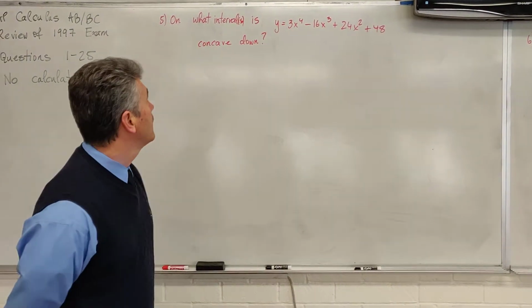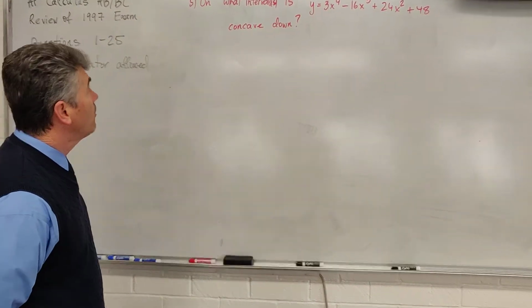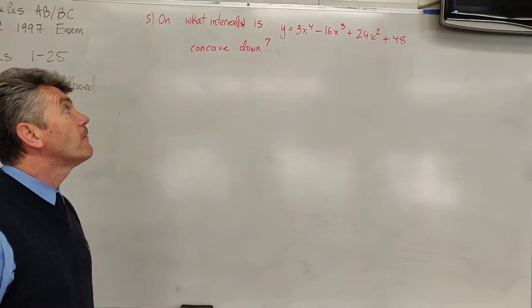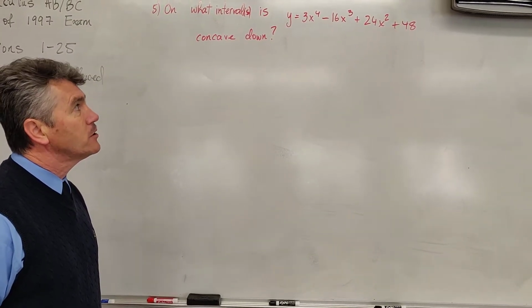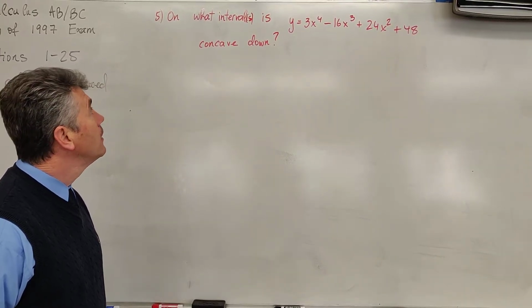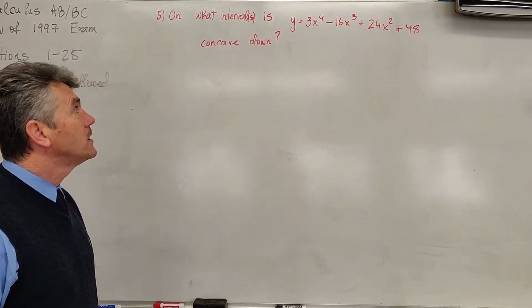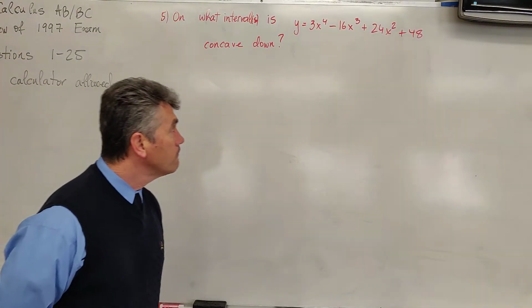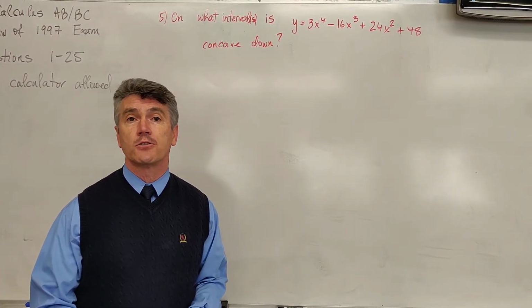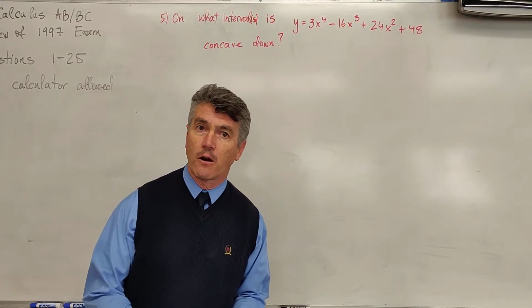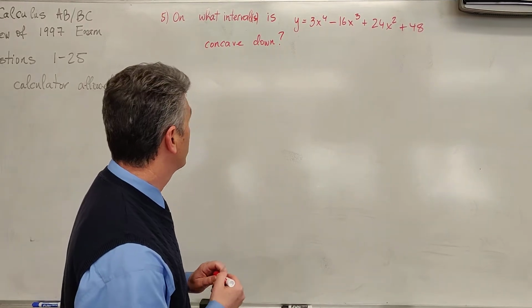We now move on to question number 5. The question asks, on what intervals is the graph of y equals 3x to the 4th minus 16x cubed plus 24x squared plus 48 concave down? So, how do we figure that out? Remember, concavity is associated with the second derivative. So our goal is to find the second derivative.